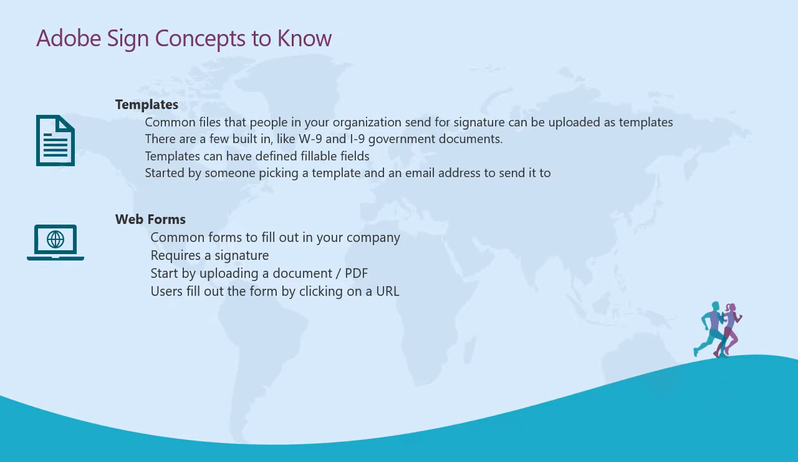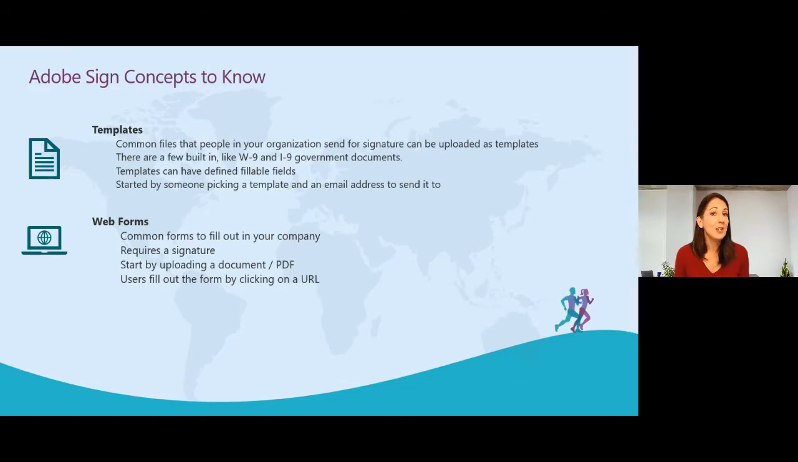You also have web forms. Web forms would be the concept of having to get a bunch of metadata from someone and being able to send this to somebody outside of the company. This is always going to have a signature. You can't just do some fields and no signature. It's going to be required to have a signature. And it is always going to send an email to the person who fills it out to verify their email address when they submit it. And you start creating this by uploading a document or PDF. So the creation experience for a template and a web form is exactly the same. The interface is exactly the same.